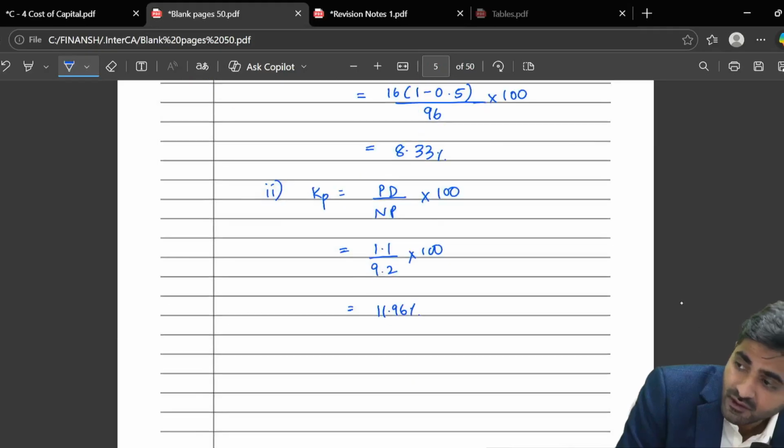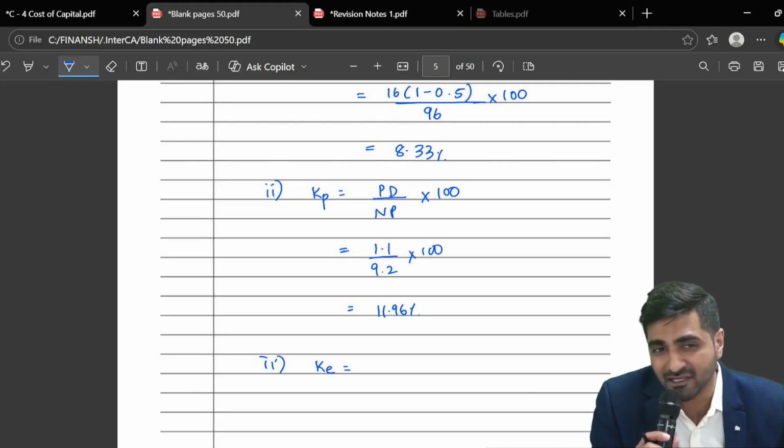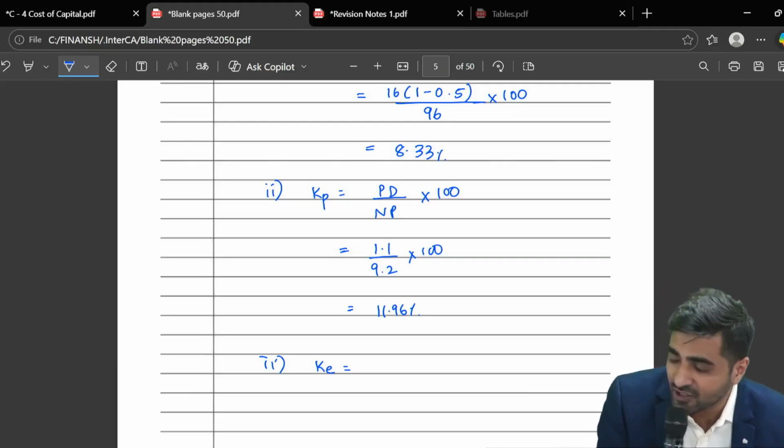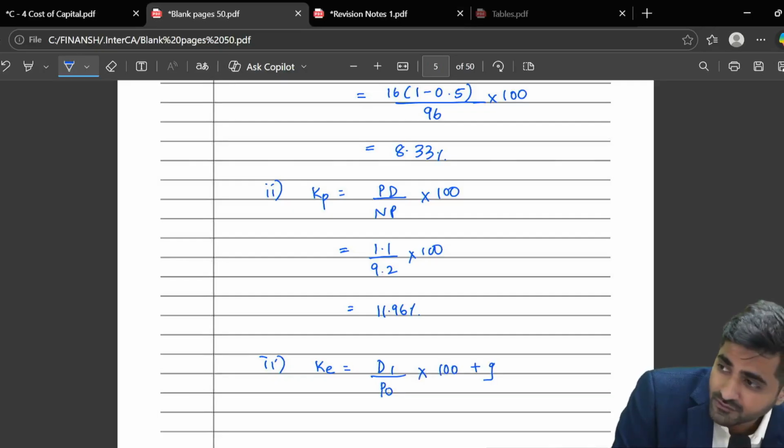11.96%. And then third part, they have told you to calculate your cost of equity. But they have told you that this is from your retained earnings. So from your retained earnings means normal calculation only. D1 upon, will I write down here NP or P0? P0, because this is retained earnings, into 100 plus your growth rate.